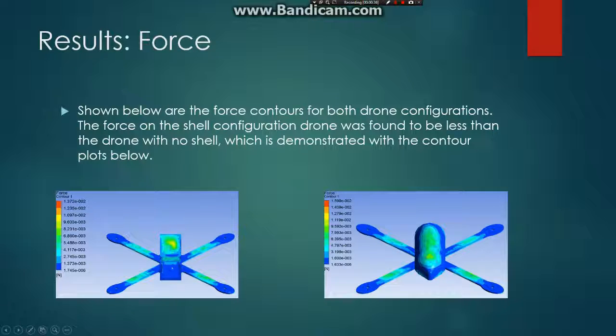For the force graphs, this is very similar to the pressure contours in the fact that the brick-shaped drone represents a lot higher force concentrations, and the shell drone has a lot less force acting on the drone, which allows it to ultimately attain a higher velocity with the same thrust.